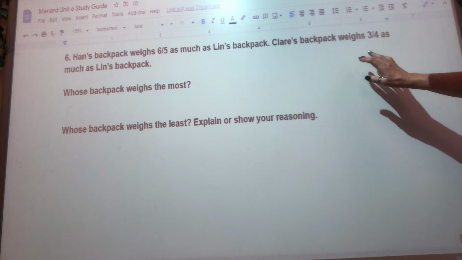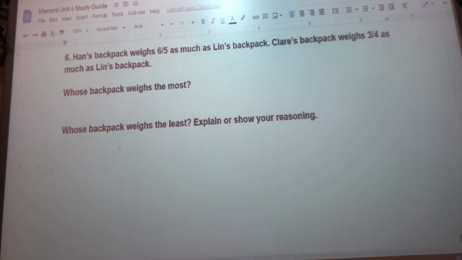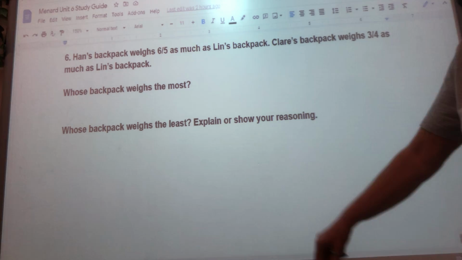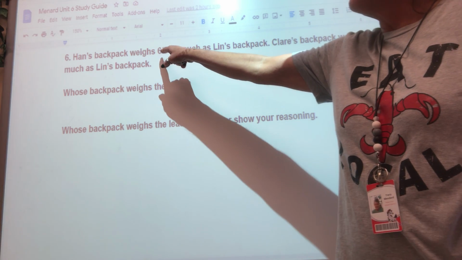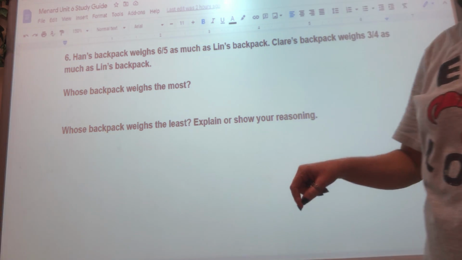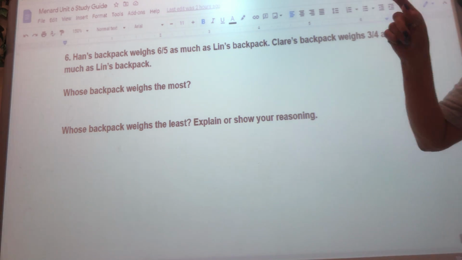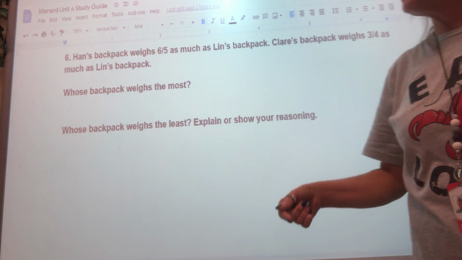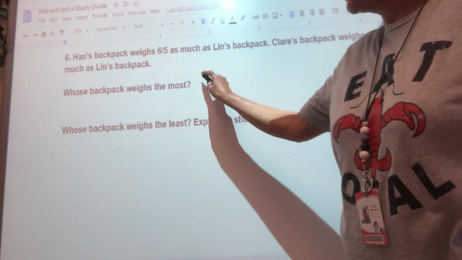Han's backpack weighs 6/5 as much as Lynn's backpack. Claire's backpack weighs 3/4 as much as Lynn's backpack. Whose backpack weighs the most? Let's see. So you think subtract. Hans. You can never know until we work it out. Well, actually, you don't know till you subtract. You do your work. If Hans weighs 1 1/5 as much as Lynn's, doesn't that mean it weighs over? So does Hans weigh the most? Yes.